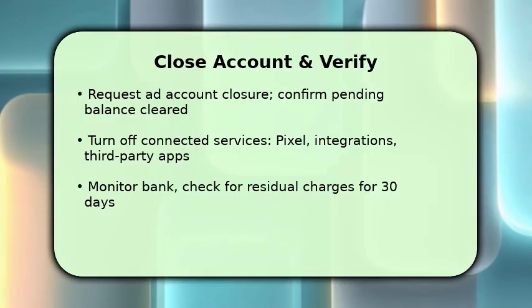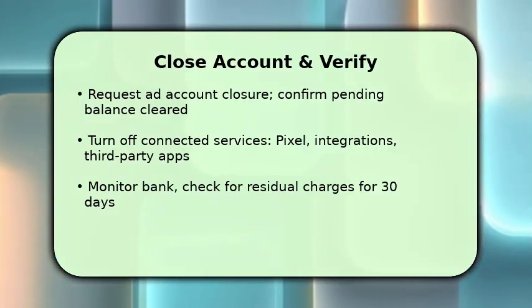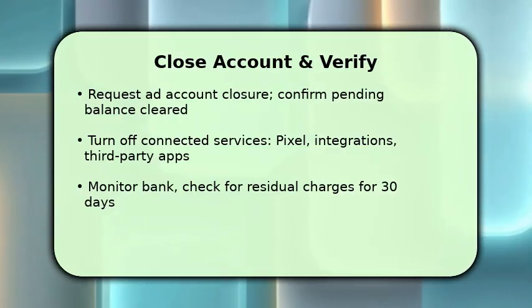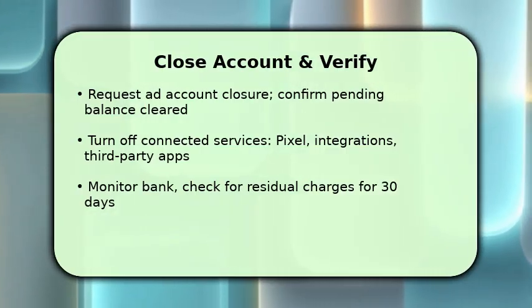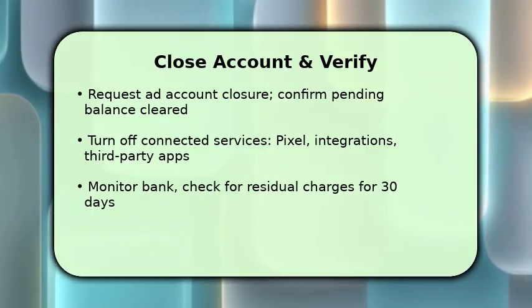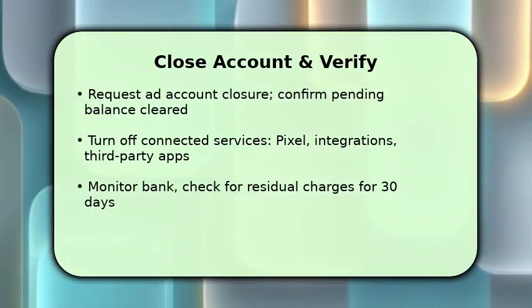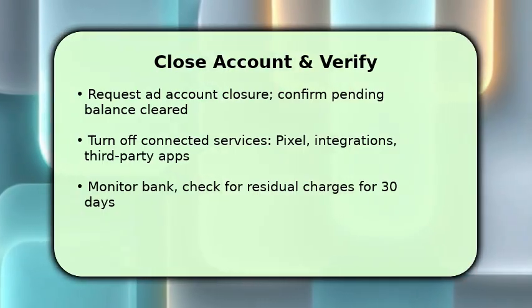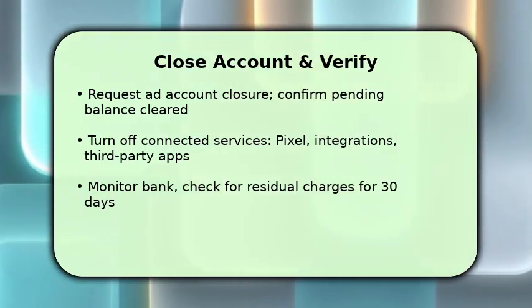Closure prevents new campaigns. Next, deactivate connected tools like Pixel, catalogs, and integrations so no auto-uploads trigger billing. Once closed, monitor your bank and credit card for residual or disputed charges for about 30 days and keep screenshots of closure confirmations. If charges still appear, contact Facebook support with your evidence.